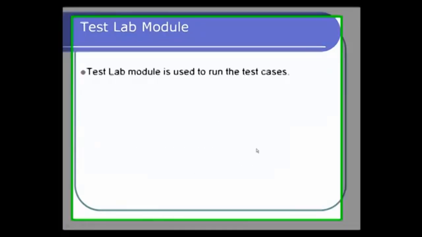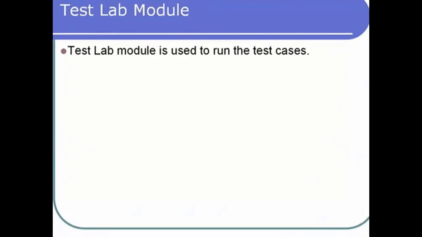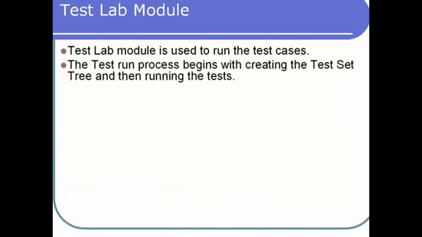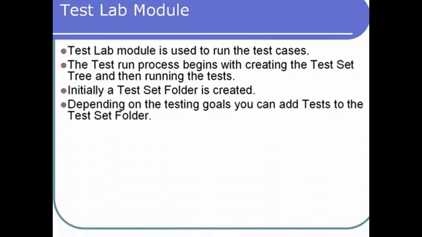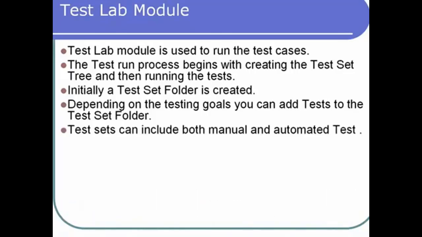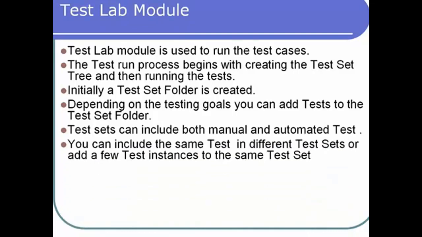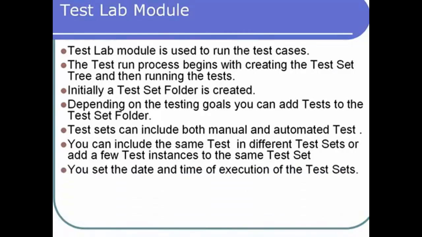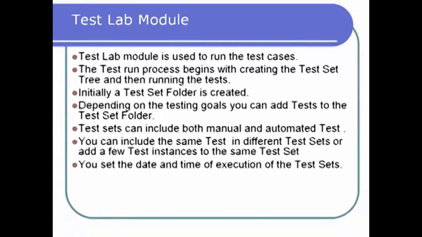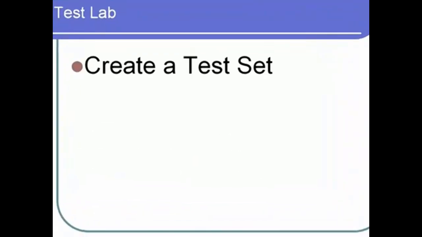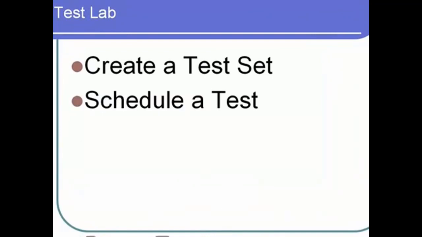The test lab module is used to run the test cases. The test run process begins with creating the test set tree and then running the test. Initially, a test set folder is created. Depending on the testing goals, you can add test to the test set folder. Test sets can include both manual and automated tests. You can include the same test in different test sets or add a few test instances to the same test set. You can set the date and time of execution of the test sets. The process flow in the test lab is: create a test set, schedule a test, run a test.